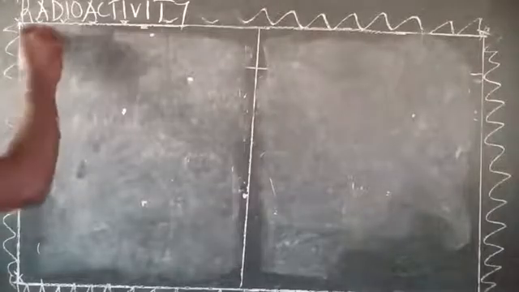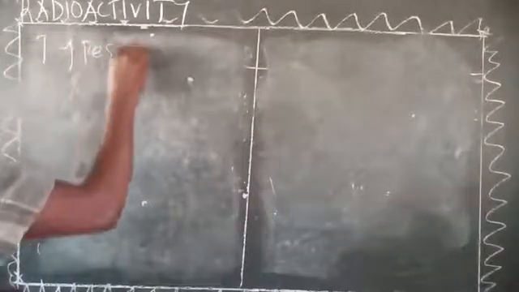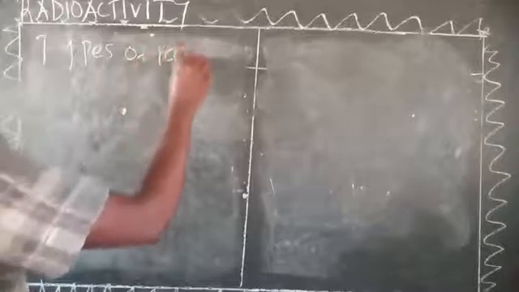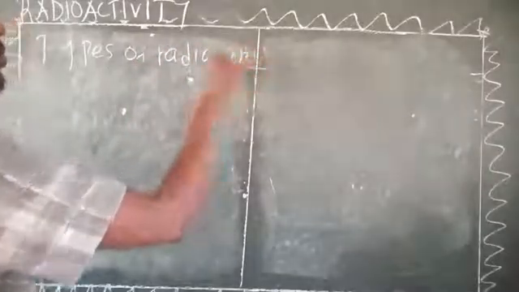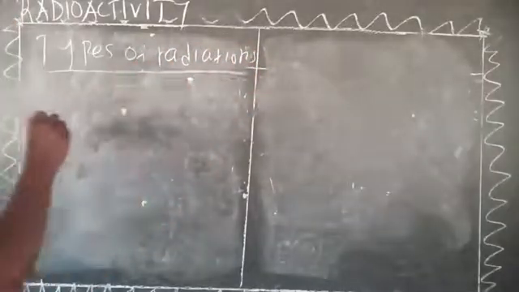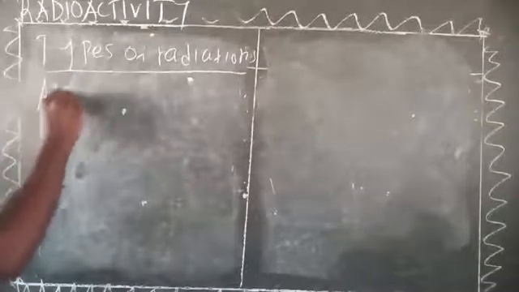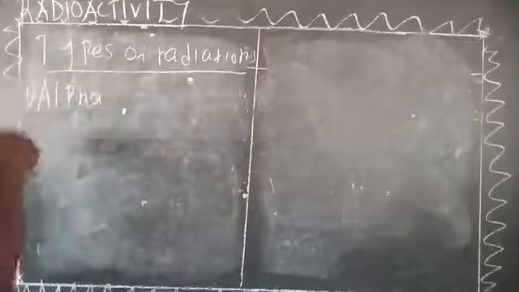We have types of radiations that are mainly three. So types of radiations. We have the alpha as the first one.